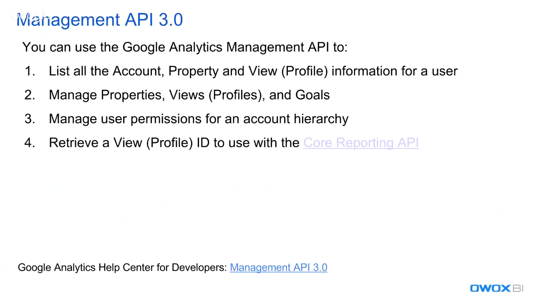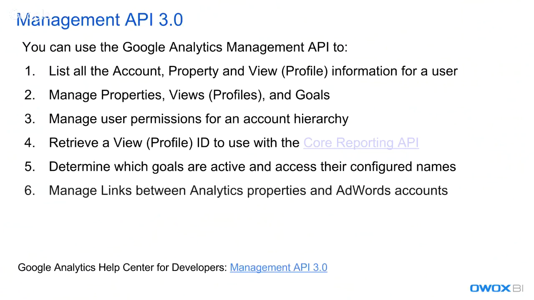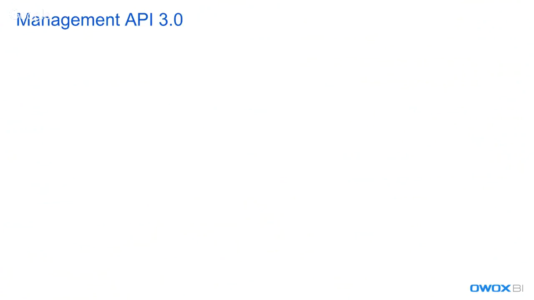You can retrieve a view ID to use with the Core Reporting API. You can determine which goals are active and access their configured names. And you can manage links between analytics properties and AdWords accounts, and also you can manage remarketing audiences.